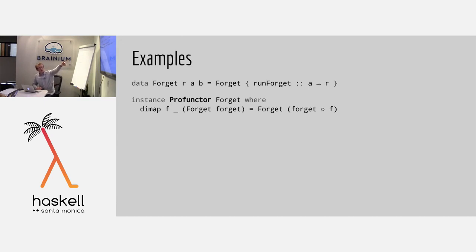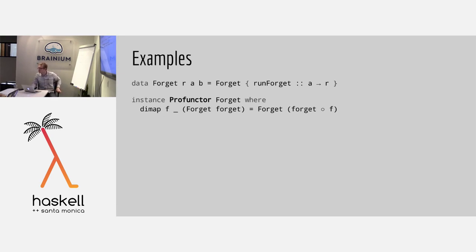So this is a profunctor, and here's the instance, right? But because we don't have any positive occurrences, we can just ignore the B argument, what was the G argument in this case, right? So if we want to forget an A, then we can forget the B after mapping F, if you like.